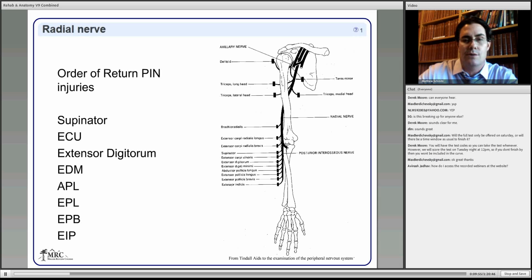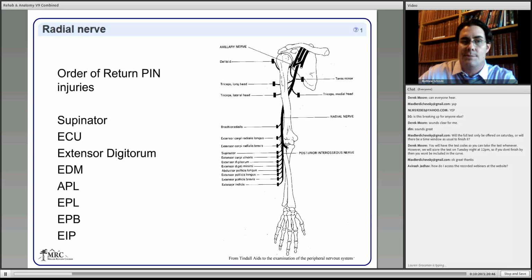That makes sense. Well, the most distally innervated is the EIP. When they talk about return to function, that's going to be the last to return to function. When we're looking at some of the other return to functions, I think it's important to commit this list, at least the understanding of it, to memory, because they can ask, well, which is going to come first? Is your EDM going to come first versus your EPL or EPB? So remember, the last is going to be EIP. The first is going to be the supinator.